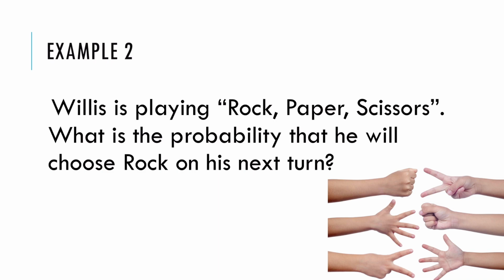In example 2, Willis is playing rock, paper, scissors. What is the probability that he will choose rock on his next turn? So using our correct notation, P for probability and in brackets rock because that's what we want to happen. And first of all, we're thinking about how many possible outcomes is there. Well, he would either choose rock, paper or scissors, so that's 3 different outcomes, so 3 goes on the bottom of the fraction. How many of these outcomes do we want to happen if we want rock? Well, only 1, so the probability is 1 in 3.